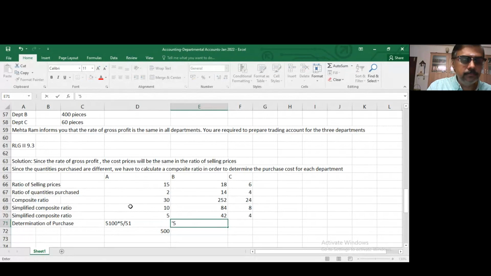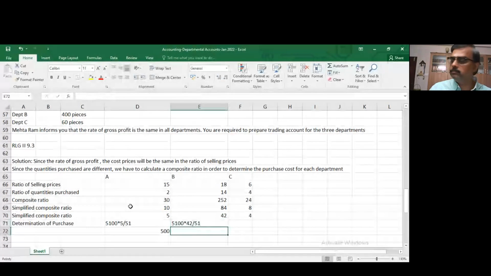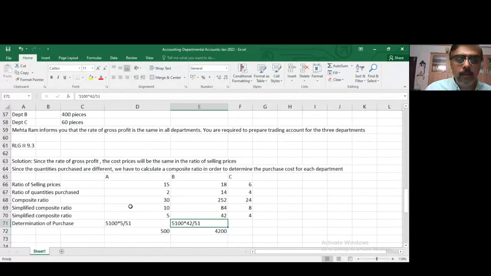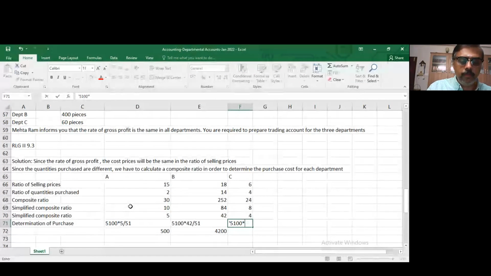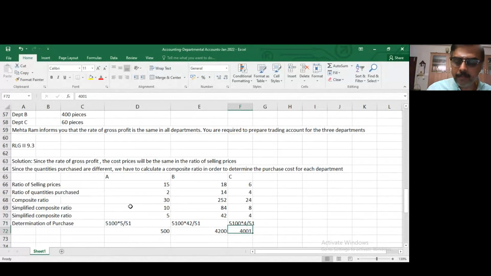For department B, 5,100 into 42 by 51. What do you get? 4,200. Very good. For department C, you're going to get 5,100, the total purchase cost, into 4 by 51. 400. So now what we have done is we have segregated the purchase cost.